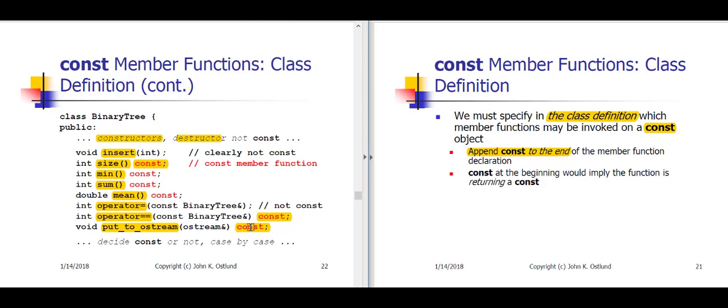So this is an added step in your definition of a class. Not only do you have to decide what services the class provides and implement member functions to provide those services, but you also have to go through each time you add a member function and decide whether that member function is modifying the current object or not. Member functions for any class fall into 4 categories. There are constructors and destructors.